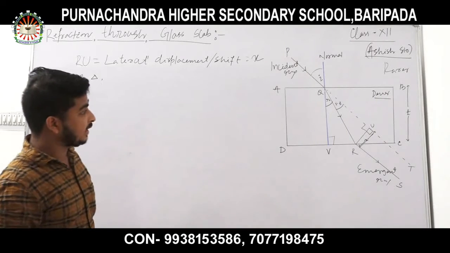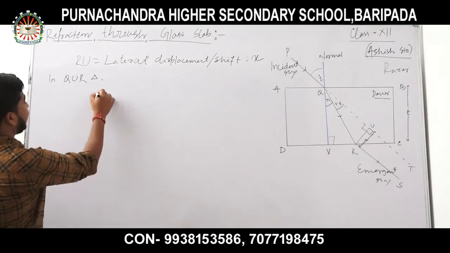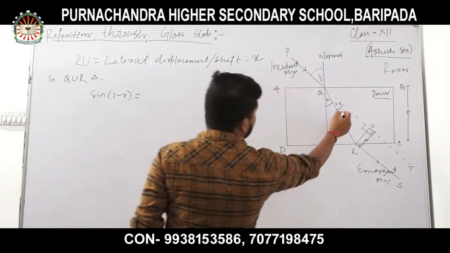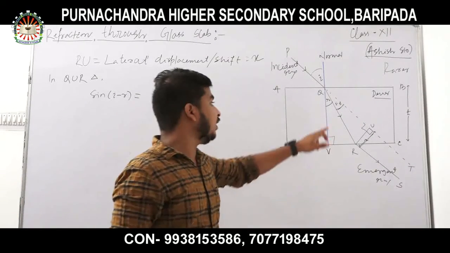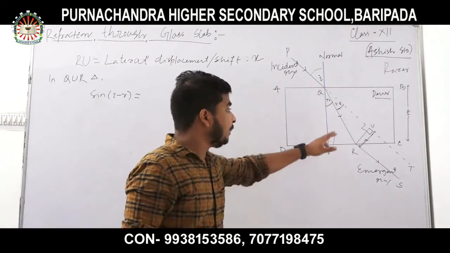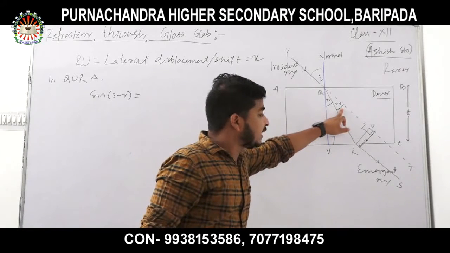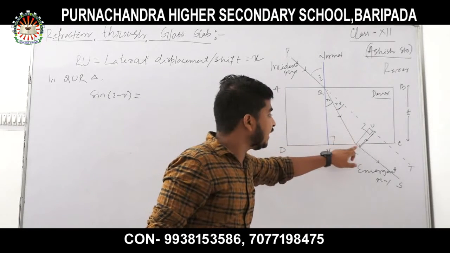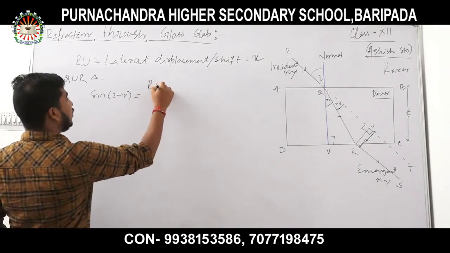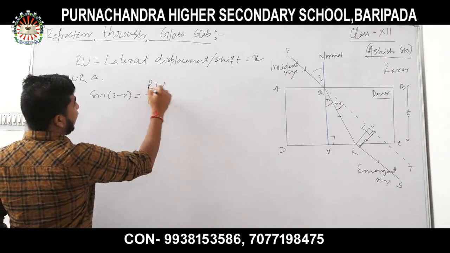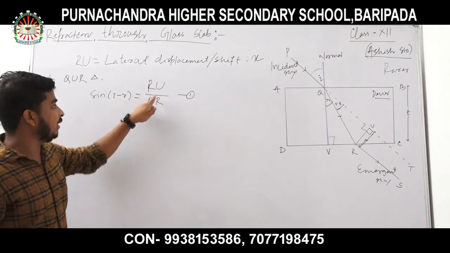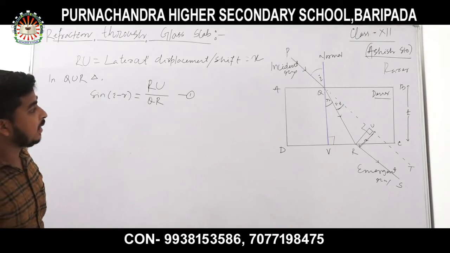So if I write sine of (i minus r), and I want to write sine of (i minus r), this is i minus r. So sine(i minus r), sine theta, is equal to P divided by H. This is theta. The front side of theta is P, that is RU divided by QR. Mark it equation 1: sine(i minus r) is equal to RU divided by QR.